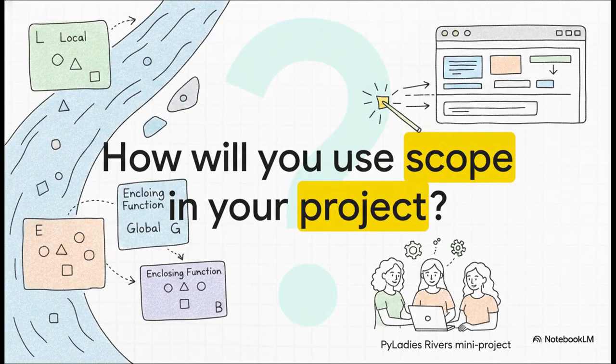So, I want to leave you with this final thought. Now that you have this new superpower to control exactly where your variables live and how they interact, how are you going to use it to structure your Week 5 PyLadies Rivers mini project?